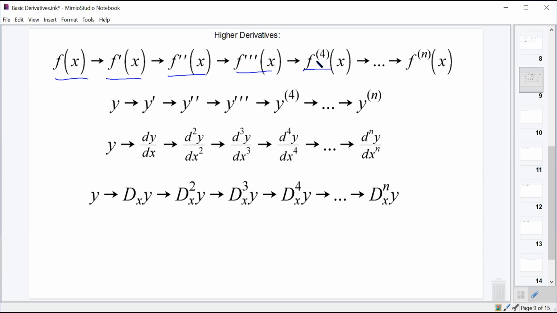And then from then on, we just write the derivative number in parentheses as a superscript on the f. So this is the fourth derivative of x. Then we'd have the fifth derivative of x, all the way up to the nth derivative of x. So however high we want to go, we can go as many derivatives as we want. Same with y prime, y double prime, y triple prime, fourth derivative of y to the nth derivative of y. Good?